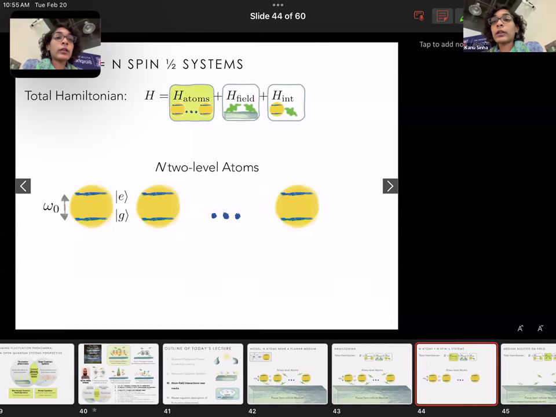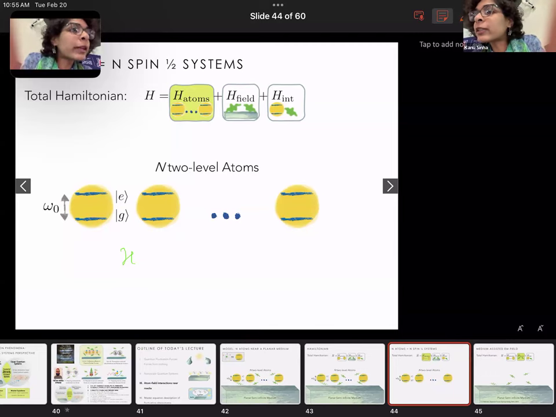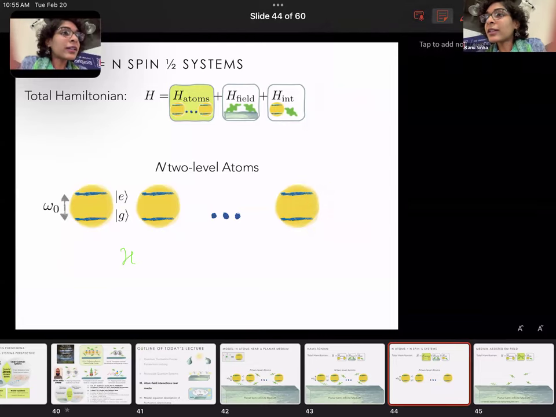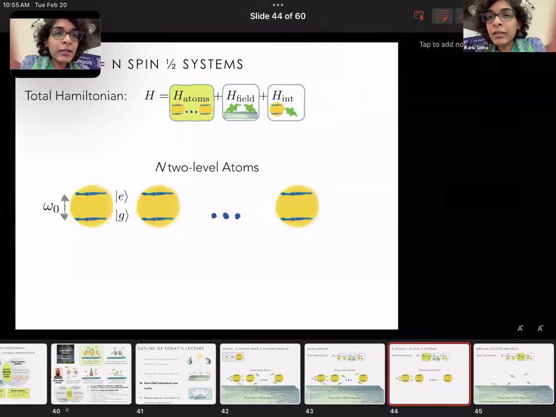So if we start with writing the atomic Hamiltonian, let's see. This is visible, right? Okay. I wanted to preserve green for my Green's functions, so I'm going to switch pen colors. Hang on. There will be Green's functions coming up, but let me switch to a different pen. Yeah, okay.